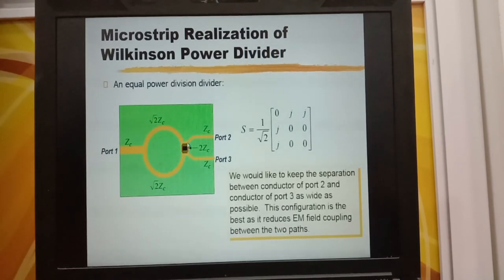And between port 2 and port 1, we have a quarter wave transformer. In other words, we need a transmission line with a quarter wavelength. The same goes for port 3. This quarter wave transformer must have a characteristic impedance of root 2 times ZC.